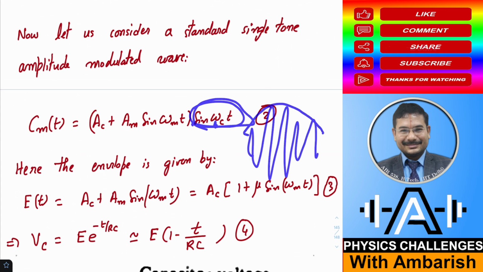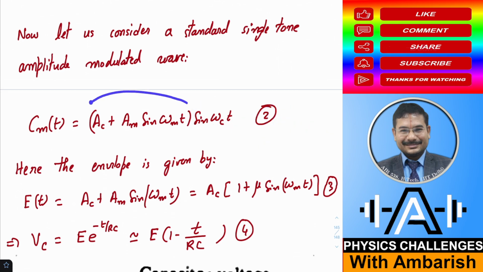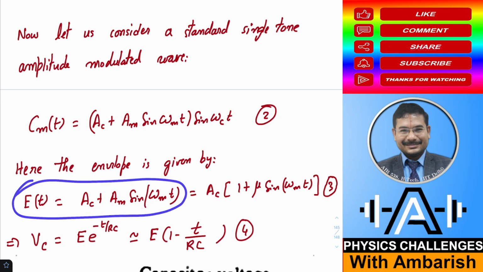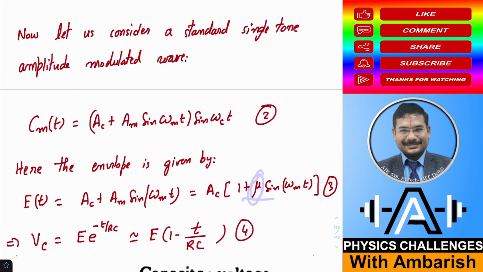And we are interested in the envelope part. Okay, so this is the envelope and this is the fast oscillating term. Okay, so this I have separated. So the envelope as a function of time is this, which can also be written as, if you take the carrier amplitude outside, inside you will get 1 plus message divided by carrier, which is nothing but the modulation index as written in NCERT. So this is equivalent to this, right?